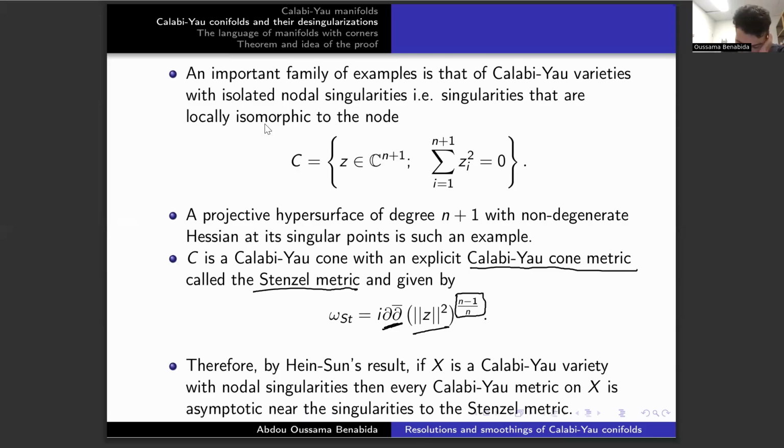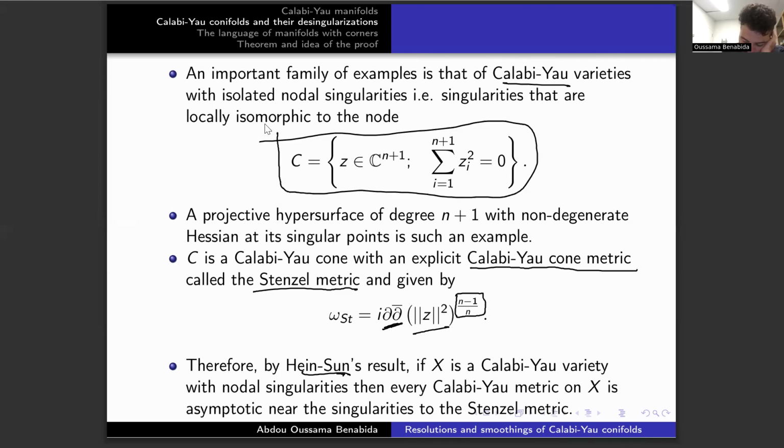By Hein-Sun's result that we described before, if X is a Calabi-Yau variety with singularities that are locally like this cone, then any of its Calabi-Yau metrics, meaning Ricci-flat Kähler metrics, is asymptotic near the singularities to the Stenzel metric. And this should be kept in mind as probably the most important example. These are the simplest singularities to have.